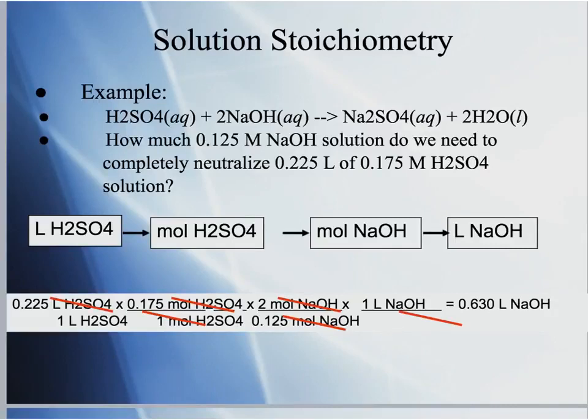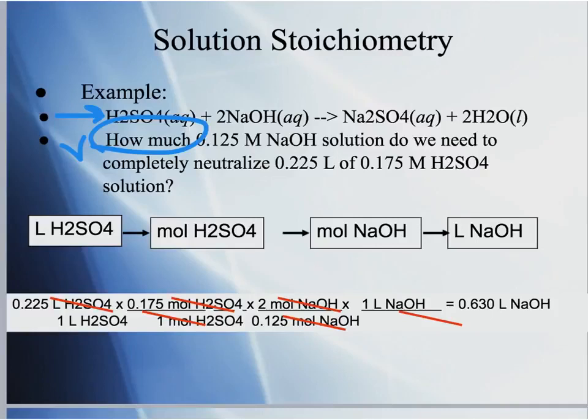We've got a balanced chemical equation here, and we're going to use that to help answer the question: How much 0.125 molarity NaOH solution do we need to completely neutralize 0.225 liters of a 0.175 molarity sulfuric acid solution? So the words "how much" indicate volume. We're going to need to figure out the volume, in liters, of this NaOH solution in the end.